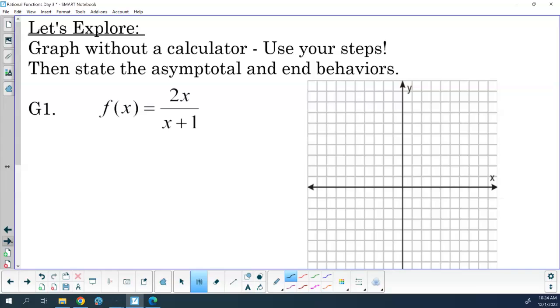So our first function is f of x equals 2x divided by x plus 1. We start on our sheet at the top at step 1. What does step 1 tell us to do? Find the domain. So what is the domain of this function?